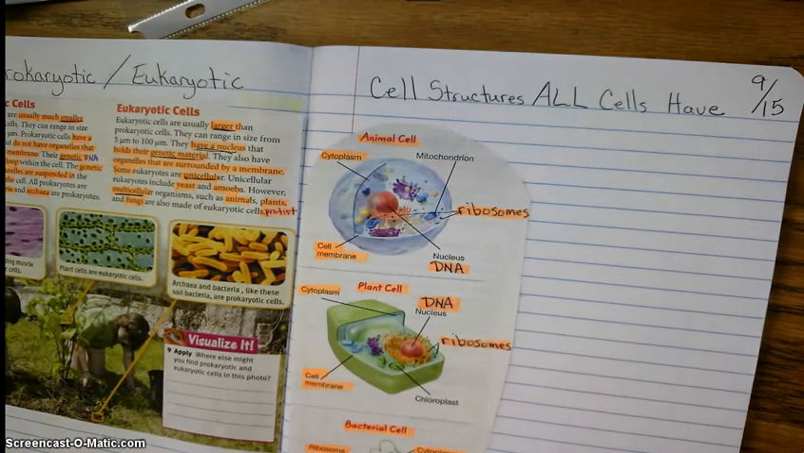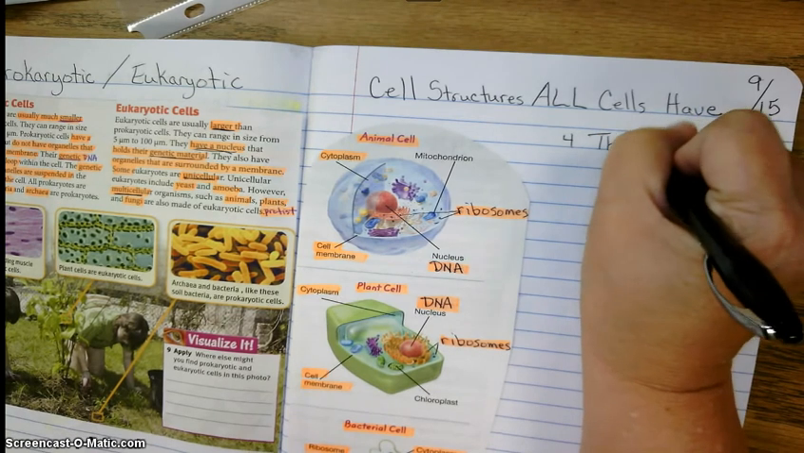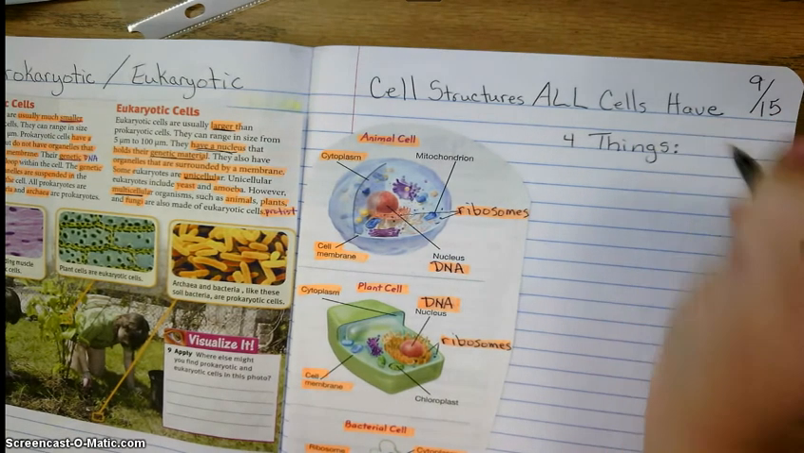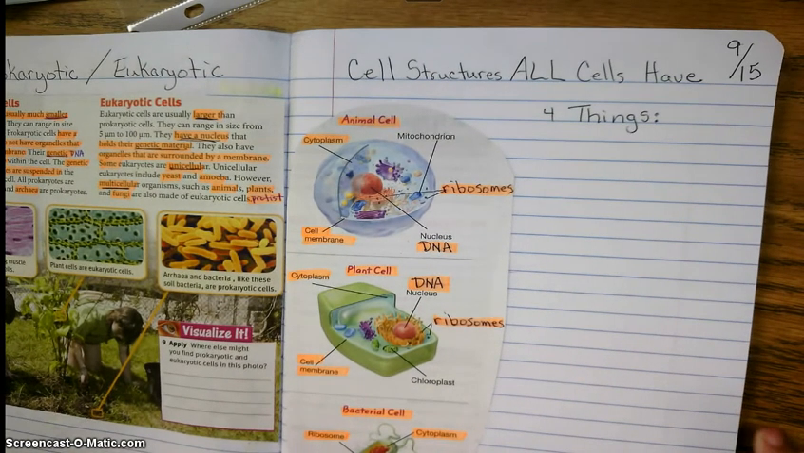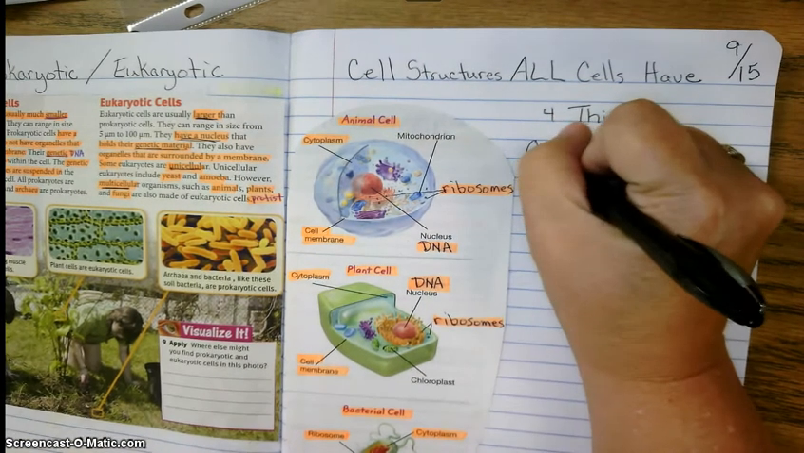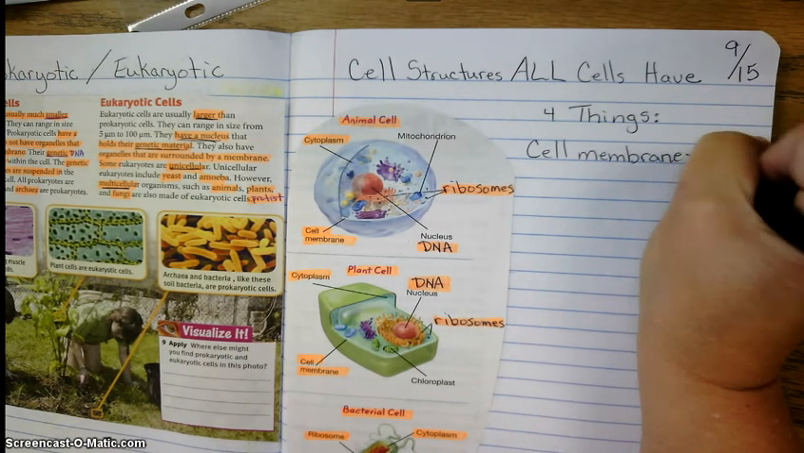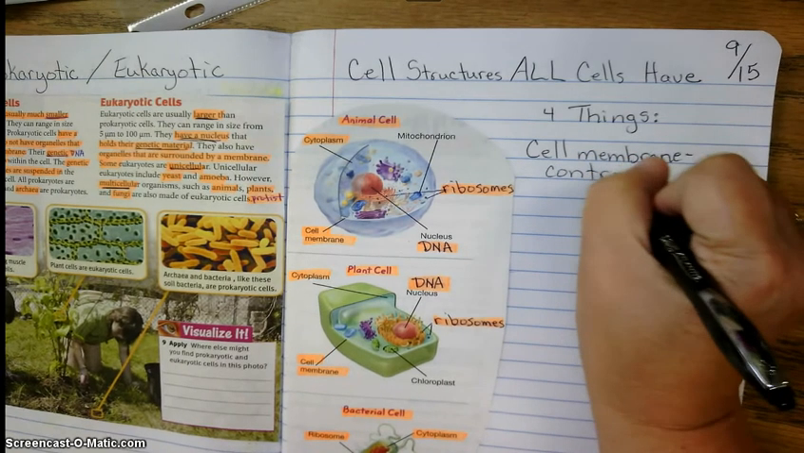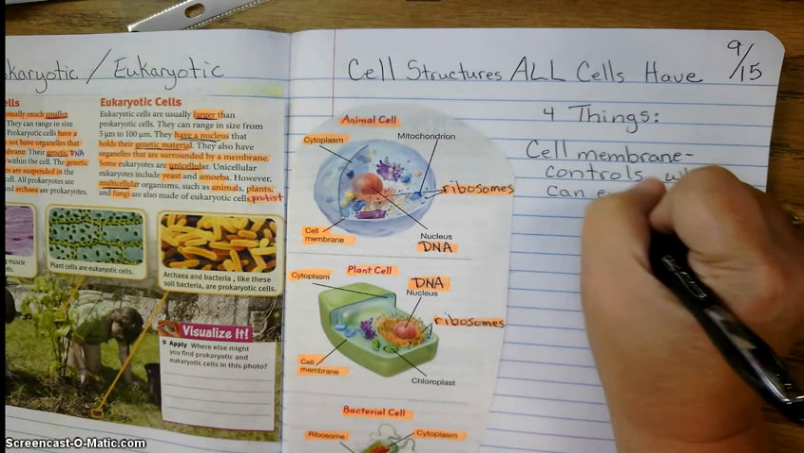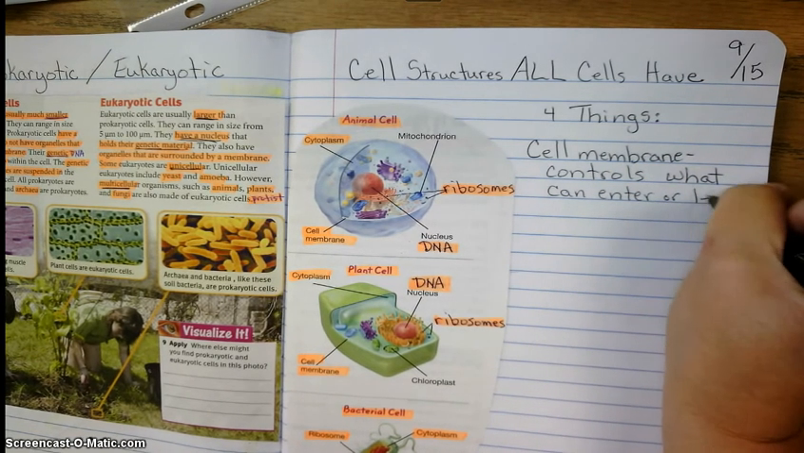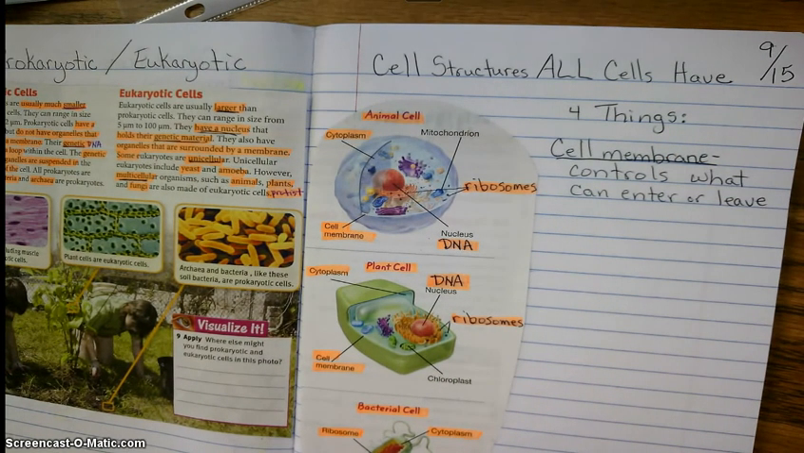And then now we are actually going to take a few notes about the 4 things. I could have said structure, that probably would have sounded better. 4 things that all cells have, whether they're prokaryotic or eukaryotic, doesn't matter, they all have them. And we're going to say what their function is. The cell membrane controls what can enter or leave the cell membrane. Then we have the cytoplasm.